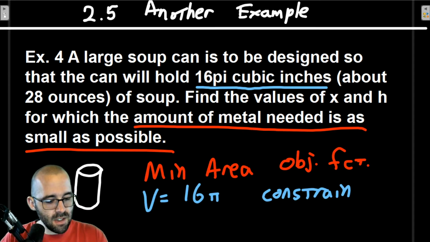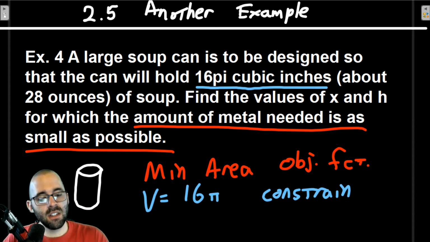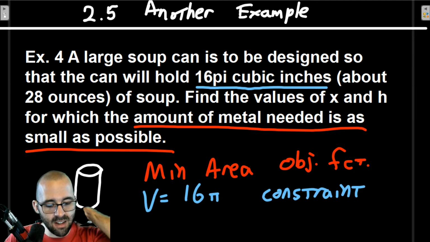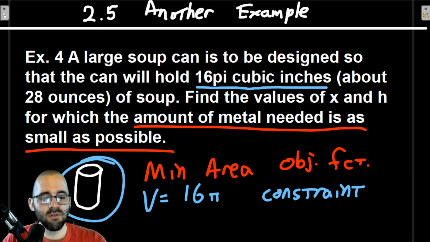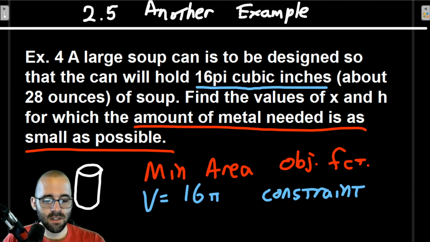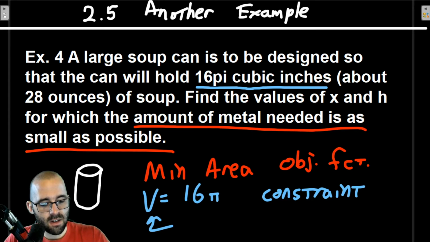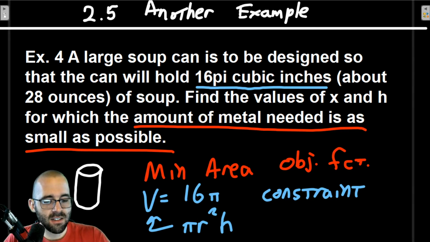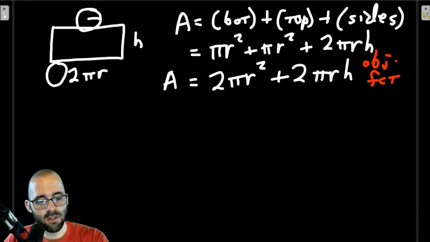Great. Found our objective function, the area function, the surface area of the soup can right here. And I keep on dropping letters today. The constraint equation is that the volume has to be 16 pi. Well, how do we find the volume of a soup can? The volume of a cylinder is the area of the bottom times the height. So our volume is the area of the bottom times the height. So that has to equal 16 pi. So pi r squared h equals 16 pi. Write that on the next page.